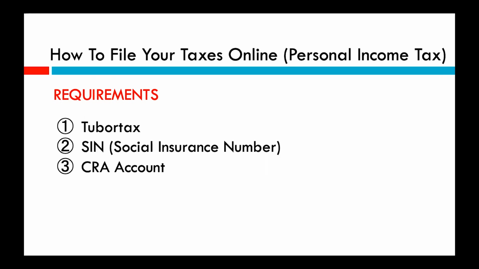You're going to be needing three things. Number one, your TurboTax account. I'm also going to show you guys how to create that. Number two is your social insurance number, known as your SIN. And number three is a CRA account.